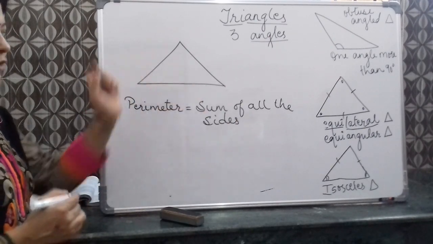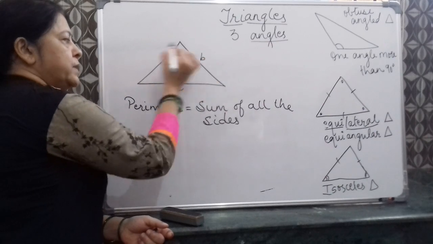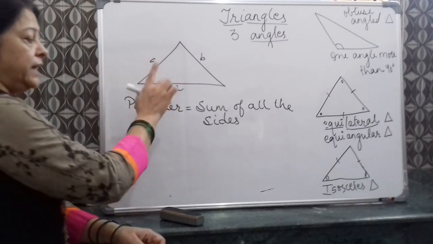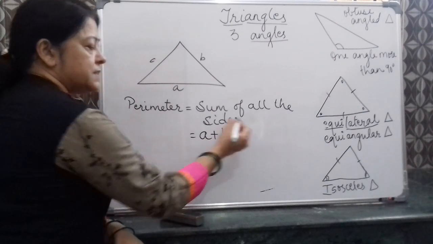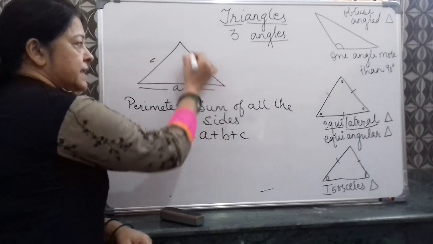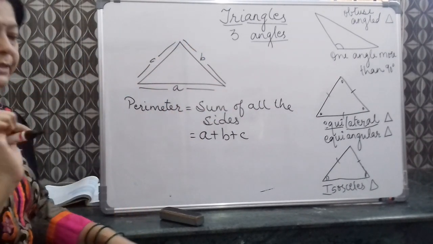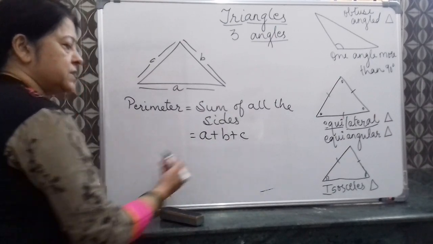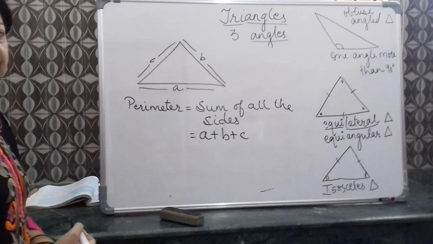So in this triangle also, when you sum up all the sides, that is, if suppose this is A, this is B and this is C, then perimeter is equal to A plus B plus C. Alright, now I have written these measurements as A, B and C in small letters. So the sum of all the three sides, A plus B plus C, is the perimeter of the triangle.